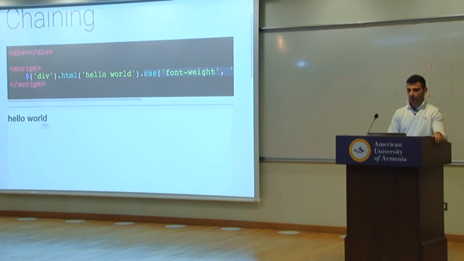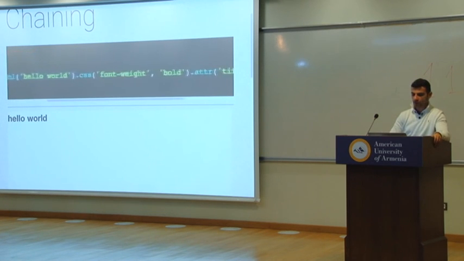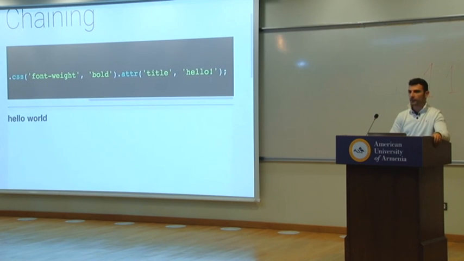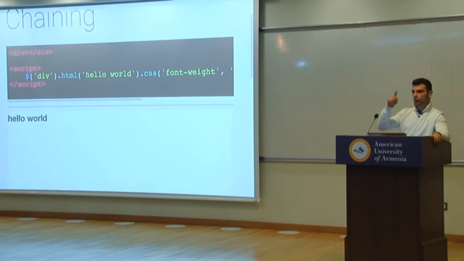Okay. So again, look, we call a function. That function returns the same object on which we call css. That returns the same object on which we call attr. This is the same way we just did foo call dot bar call dot, same thing. Is that clear? Who's not clear about this?